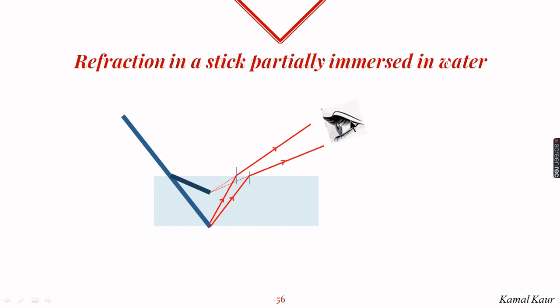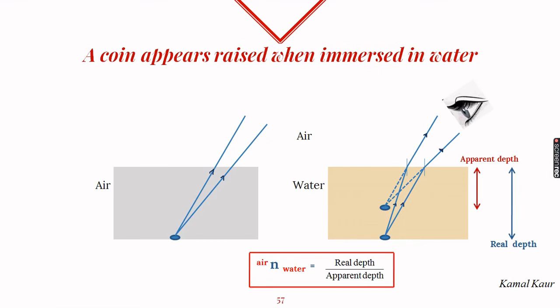So make an eye here. So this is our diagram, which is showing that a stick partially immersed in water appears bent at the interface. Another example: a coin appears raised when immersed in water.